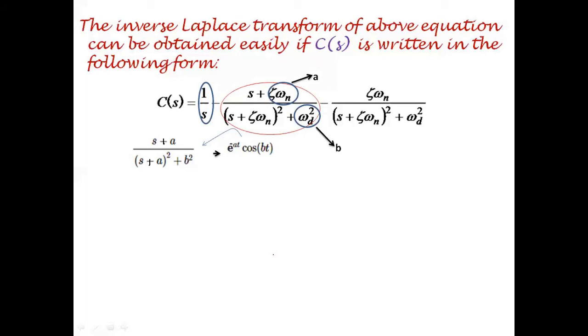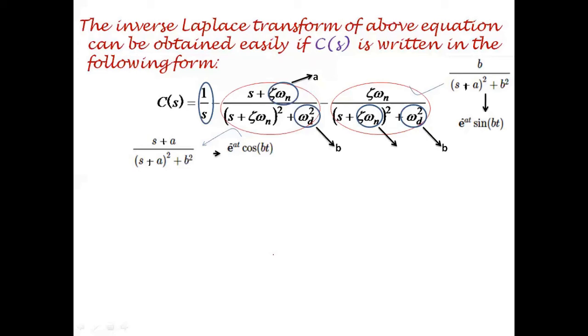And if you look into the third term, we have zeta omega n divided by s plus zeta omega n the whole square plus omega d the whole square. Try to relate it with another Laplace transform equality, which is given by b by s plus a the whole square plus b square, in which we have the Laplace equality as e to the power minus at sine bt. So here b is nothing but omega d and we have a as zeta omega n.